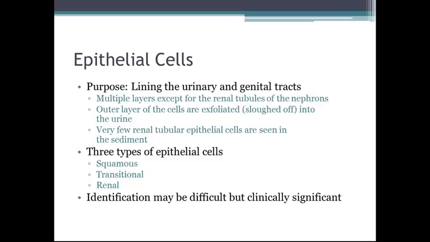The epithelial cells line the urinary and genital tract, in multiple layers except for the renal tubules of the nephrons, and the outer layer of the cells is exfoliated and sloughed off into the urine. There are very few renal tubular epithelial cells seen in sediment typically; however, one or two is not abnormal. There are three types of epithelial cells: squamous, transitional, and renal. Identification may be difficult but clinically significant.